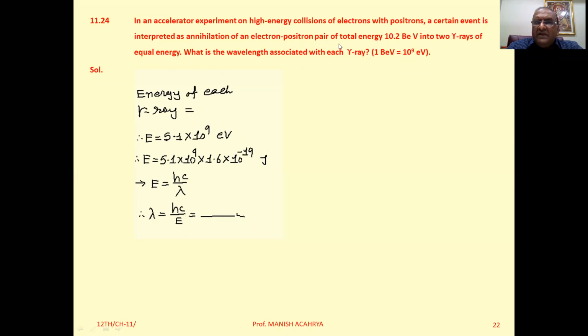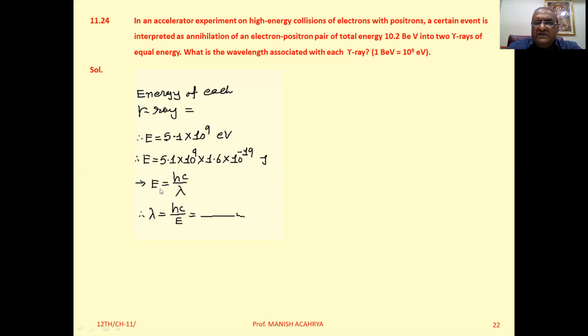Now see here, in this annihilation process of electron and positron, total energy, that is 10.2 BeV, is associated with 2 gamma rays which are produced in this one. So energy of each gamma ray is half of this one. So half of 10.2, that is 5.1 BeV. So B, that is 10 raised to 9 into eV. So energy, that is 5.1 into 10 raised to 9 into 1.6 into 10 raised to minus 19, this much joule. Now we want to calculate lambda.